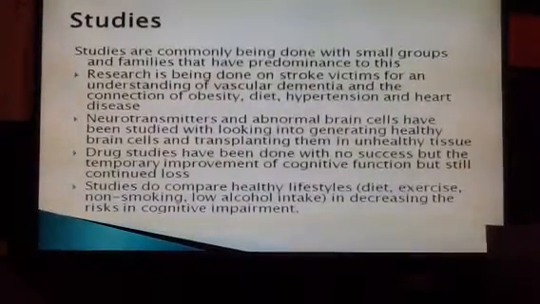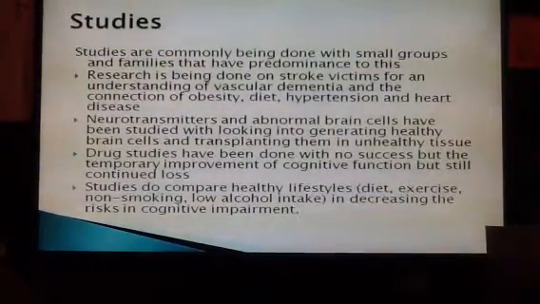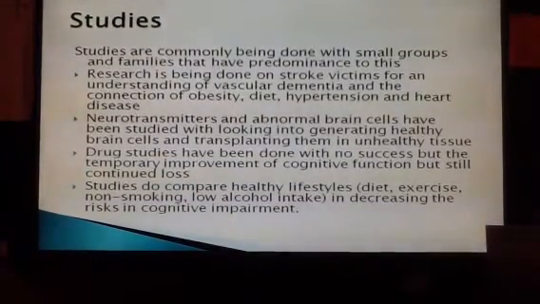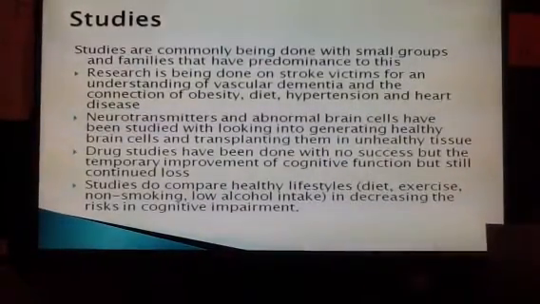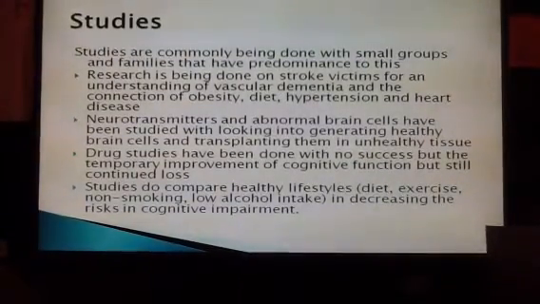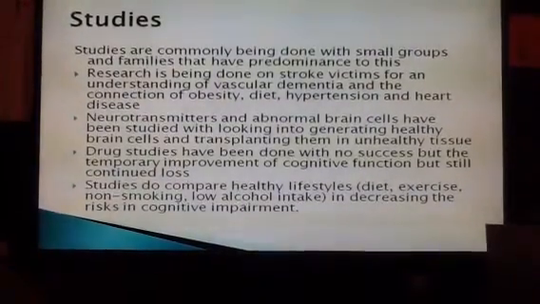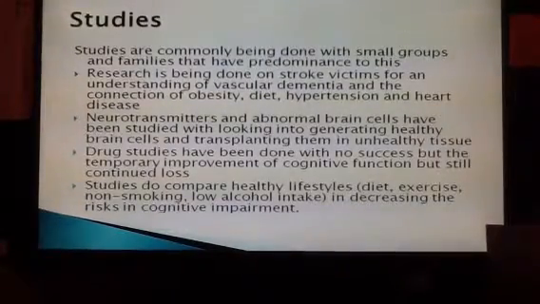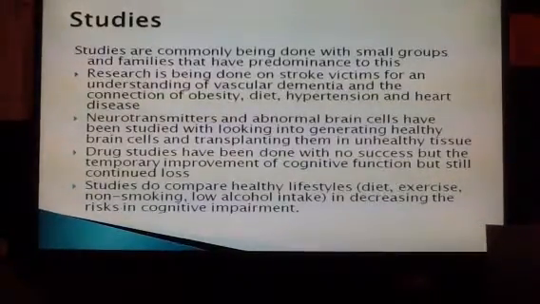Research is being done on stroke victims for an understanding of vascular dementia and the connection of obesity, diet, hypertension, and heart disease. Neurotransmitters and abnormal brain cells have been studied, looking into generating healthy brain cells and transplanting them into unhealthy tissue. Drug studies have been done with no success, only temporary improvement of cognitive functions but still continued loss. Studies do compare healthy lifestyles, diet, exercise, non-smoking, and low alcohol intake in decreasing the risk of cognitive impairment.